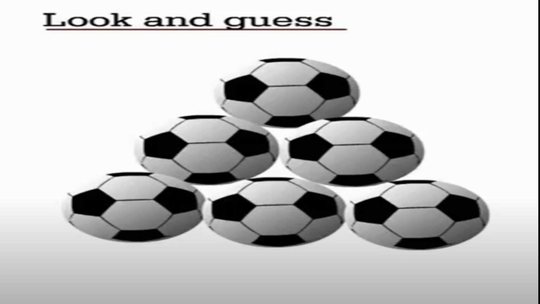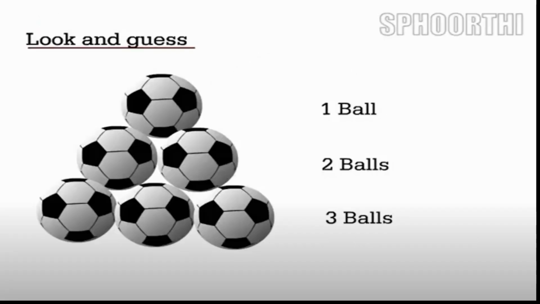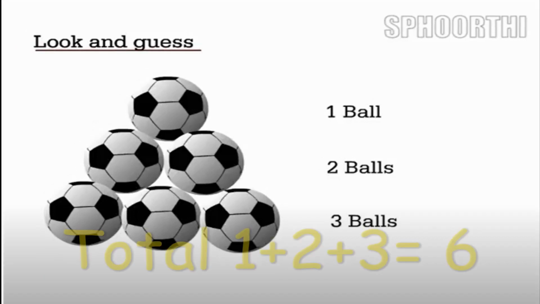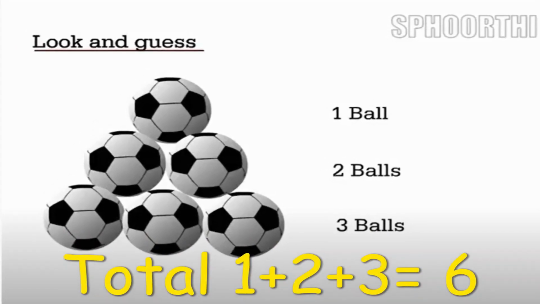Now look at the picture. Count them and then write your answer. If you want, you can pause the video and count the balls. Now let's check the answer. In the first row we have one ball. In the second row we have two balls. And in the third row we have three balls. So in total, 1 plus 2 is 3. 3 plus 3 is equal to 6 balls.